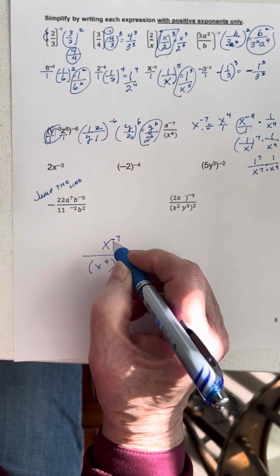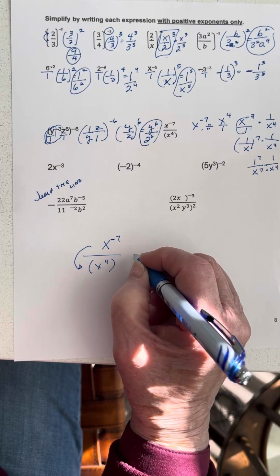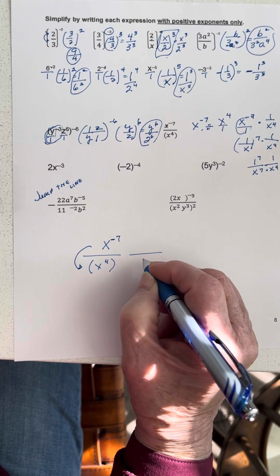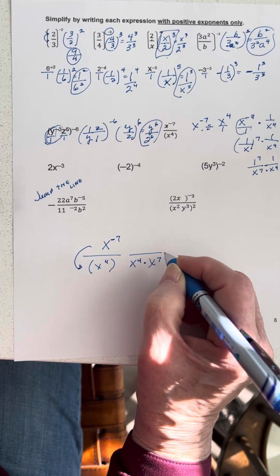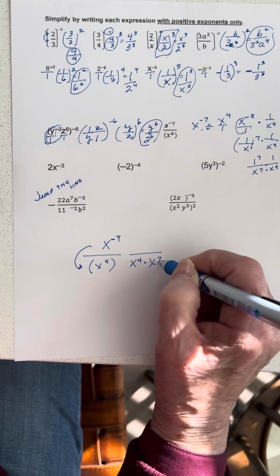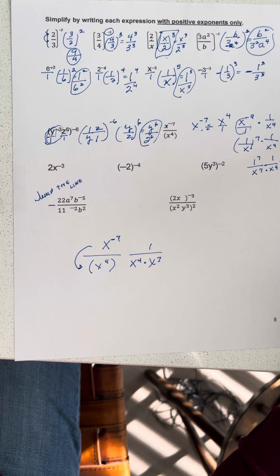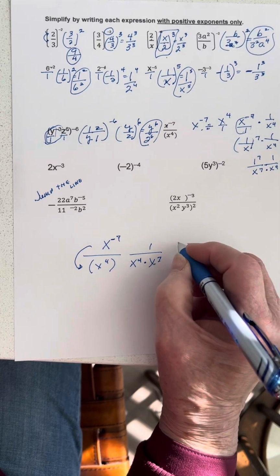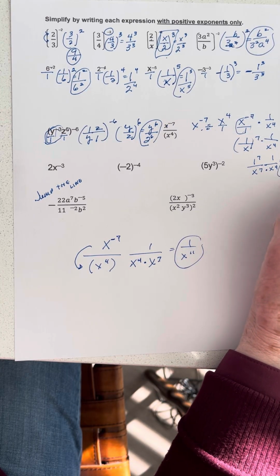So we have a negative exponent up here. We're just going to jump the line, and it's coming down to the bottom. So the bottom's going to be x to the 4th times x to the 7th. Instead of the negative up here, we have a positive down here. We have to have something on the top, so that's a 1. And we end up with the same thing that we had up here.